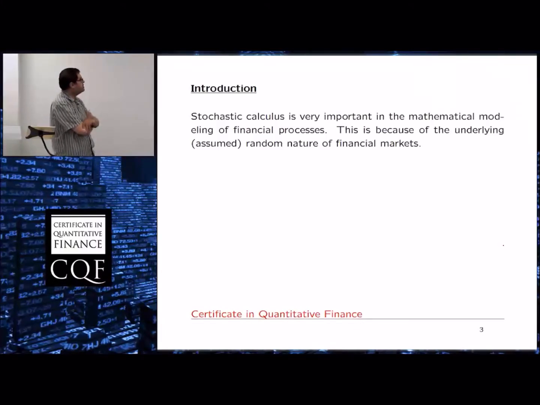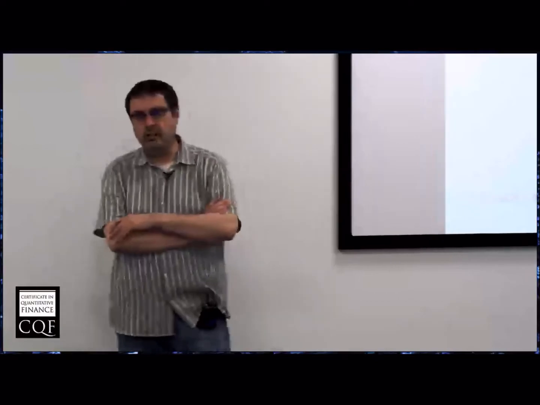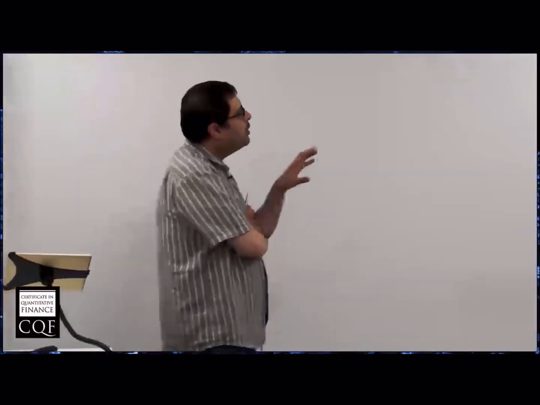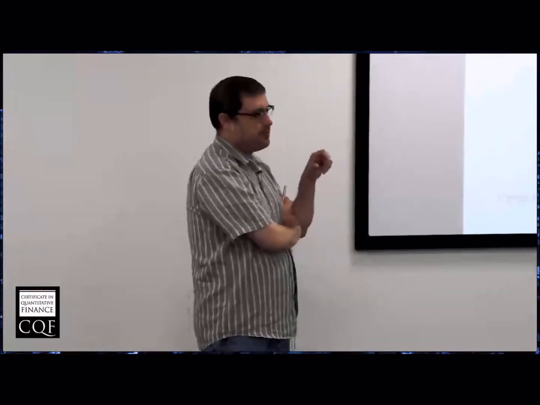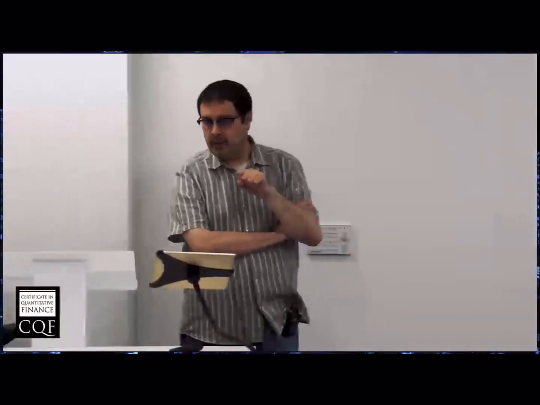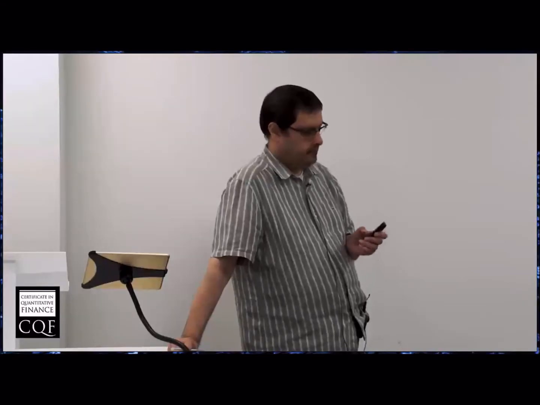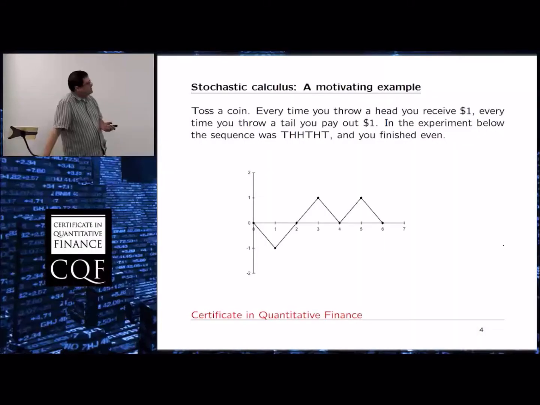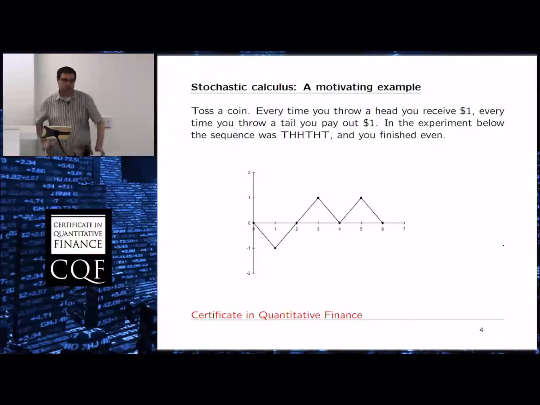So what does it say? It says stochastic calculus is very important in mathematical finance. I think we all appreciate that. This is because of the underlying random nature of financial markets. In other words, whether you talk about a stock, an interest rate, a commodity, an index, they are all examples of stochastic processes. And that's the reason why we need to get a good understanding of stochastic calculus. In other words, how do we do differentiation and integration when we now have functions of stochastic variables?